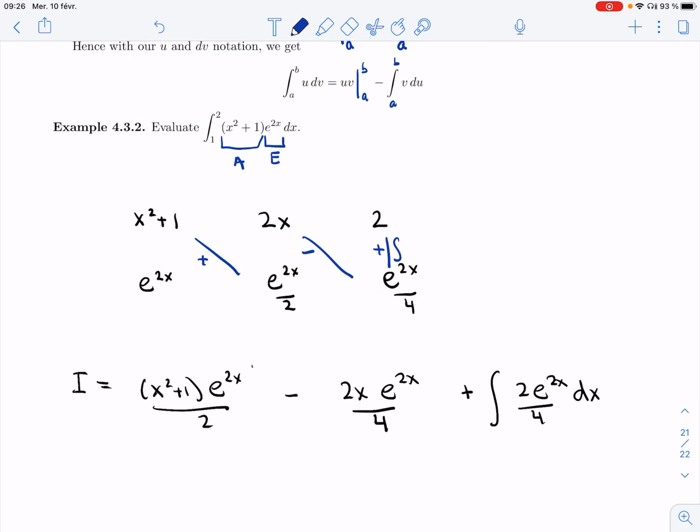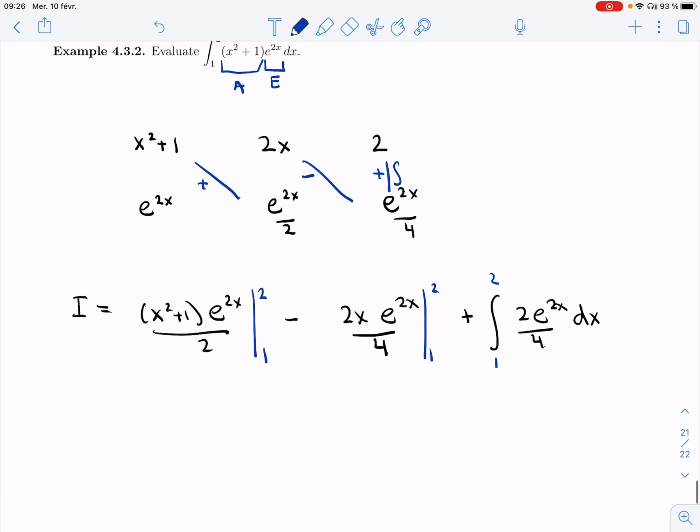Right, let me put in the bounds. I'm going to put them with a stick when there's no integral left, and then I'm going to just put them on the integral for the last part. All right, so in this case, I'm going to plug in 2. I'm going to get 5 e to the 4 over 2. If I plug in 1, I'm going to get 2 e to the 2 over 2. All right, I'm going to need to plug in 2. And I'm going to plug in 1.